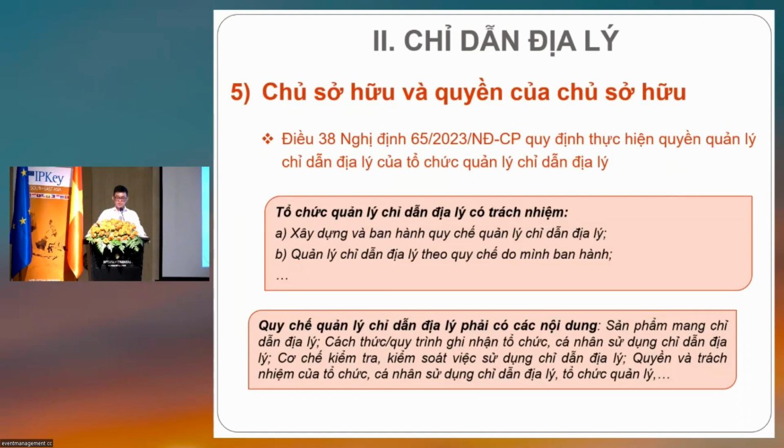So the GI management agency must be responsible for developing the norms, and they have to manage it in the mechanism that they issue. Another thing is in Article 38, that has to meet all of the regulation. So it must have a product with a GI. What is the GI? The methods and procedure for people who use the GI, the mechanism for examining and controlling the GI, and also the rights and responsibilities. So this is everything about GI. The GI must have these.